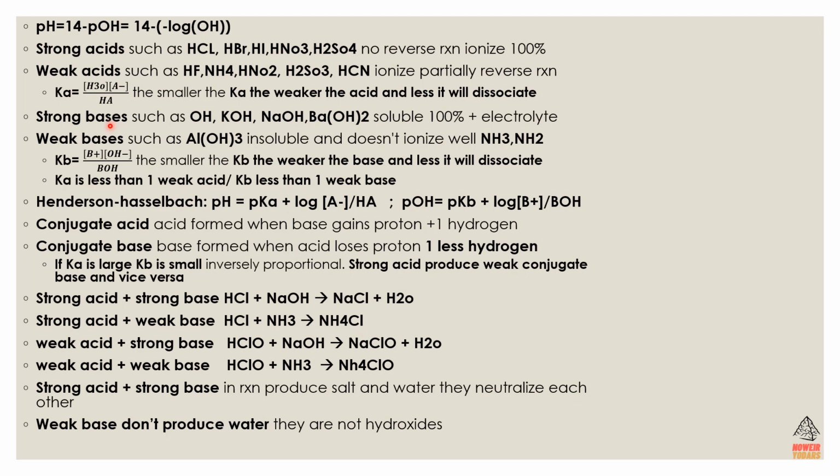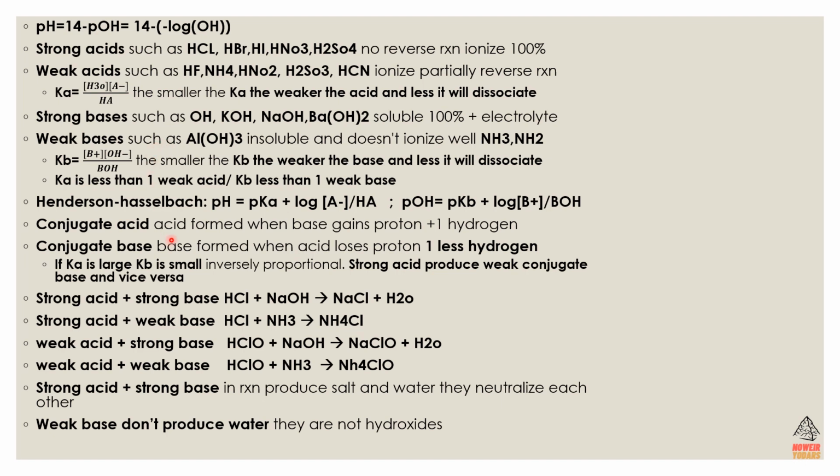Strong bases such as KOH, NaOH, Ba(OH)2 are 100% soluble and are electrolytes. Weak bases such as NH3 don't ionize well. Kb is the same thing. The smaller the Kb, the weaker the base and the less it will dissociate. So with Kb and Ka, the weaker they are, the worse they are. If Ka is less than 1, it's a weak acid. If Kb is less than 1, it's a weak base. Anything above 1 is a strong acid or strong base.